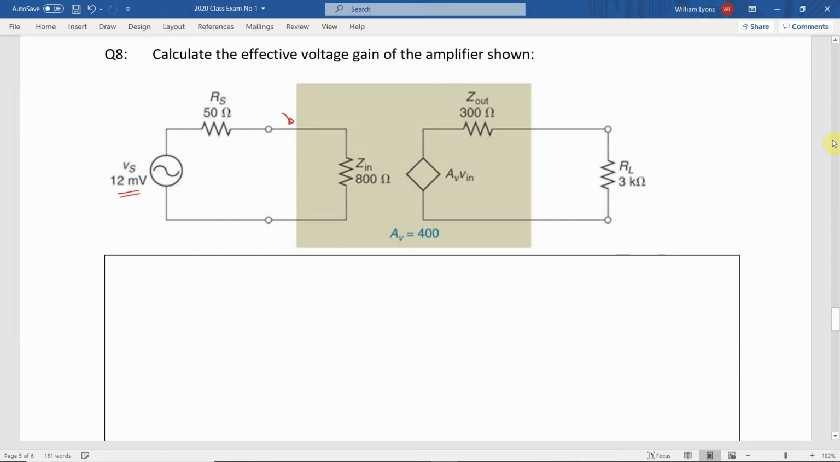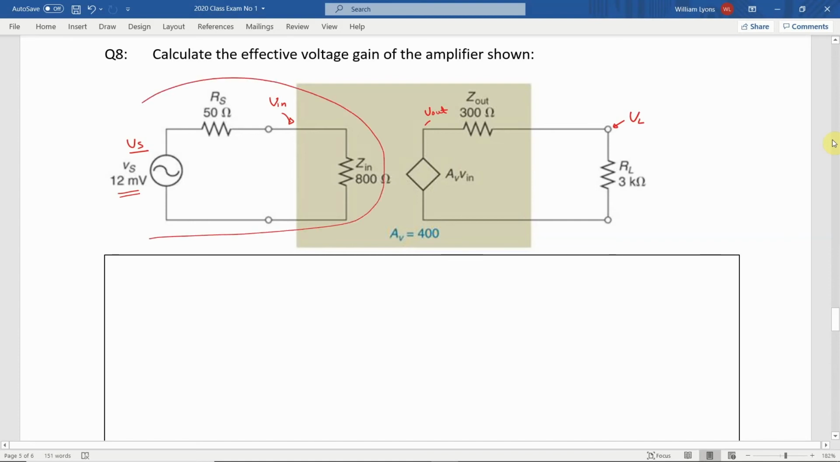In order to calculate the voltage in, or V in, at the amplifier, we must look at the voltage source, the source resistance, and Zin. Using the value of V in and the voltage amplification of the amplifier, AV, we'll calculate V out. We will then look at the output impedance and the resistive load to calculate the voltage across the load. So the first step, we'll look at the input part of the amplifier.